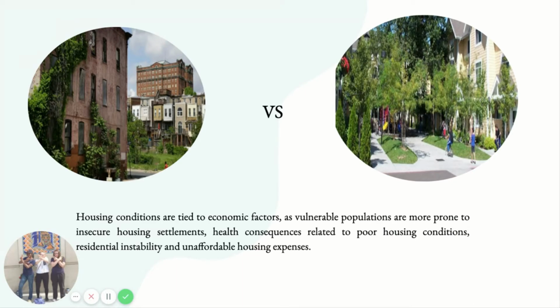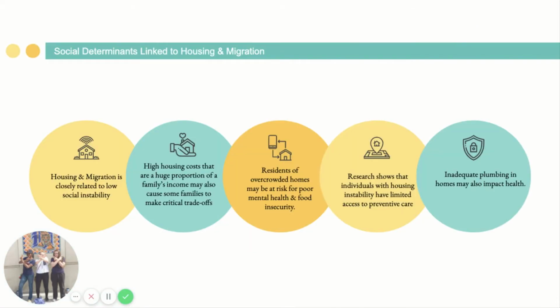Housing conditions are tied to economic factors, as vulnerable populations are more prone to insecure housing settlements, health consequences related to poor housing conditions, residential instability, and unaffordable housing expenses. Housing and migration is closely related to low social stability, which by itself predisposes to malnutrition, lack of access to affordable health care, and poor health. High housing costs that are a huge proportion of a family's income may also cause some families to make critical trade-offs. Residents of overcrowded homes may be at risk for poor mental health and food insecurity.